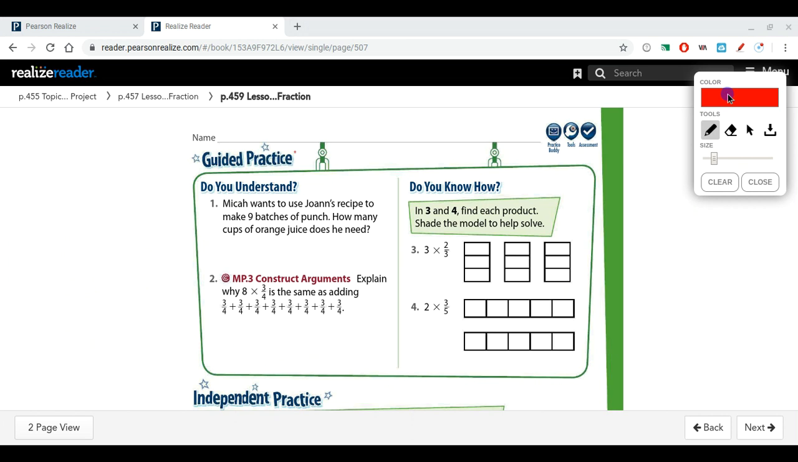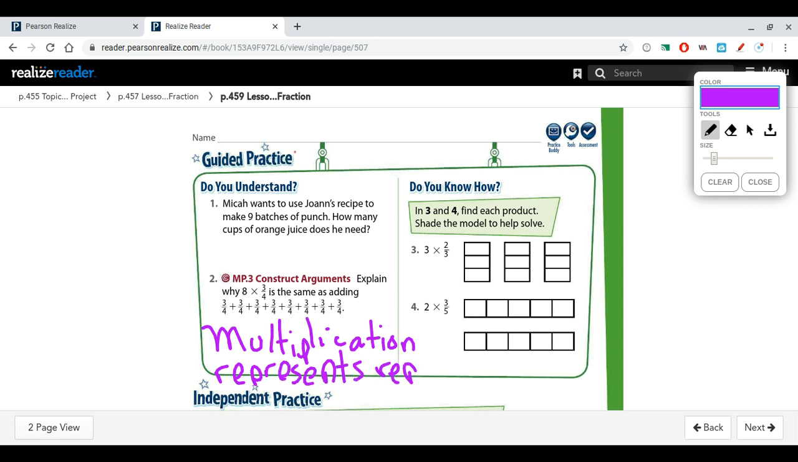Well, we know that multiplication represents repeated addition. So that is why it is the same, because they represent the same thing.